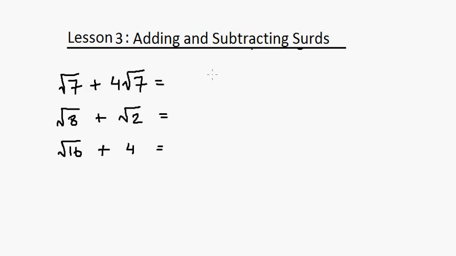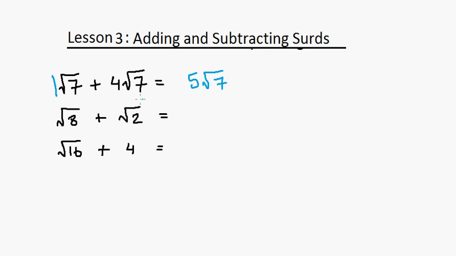Let's use blue. Okay, so root 7 plus 4 root 7. Well, that's the same as saying one lot of root 7. So pretend there's a 1 here, because 1 times root 7 is the same as root 7. One lot of root 7 plus 4 lots of root 7. So it's simply 4 plus 1, so it's 5 root 7. So that's the final answer.